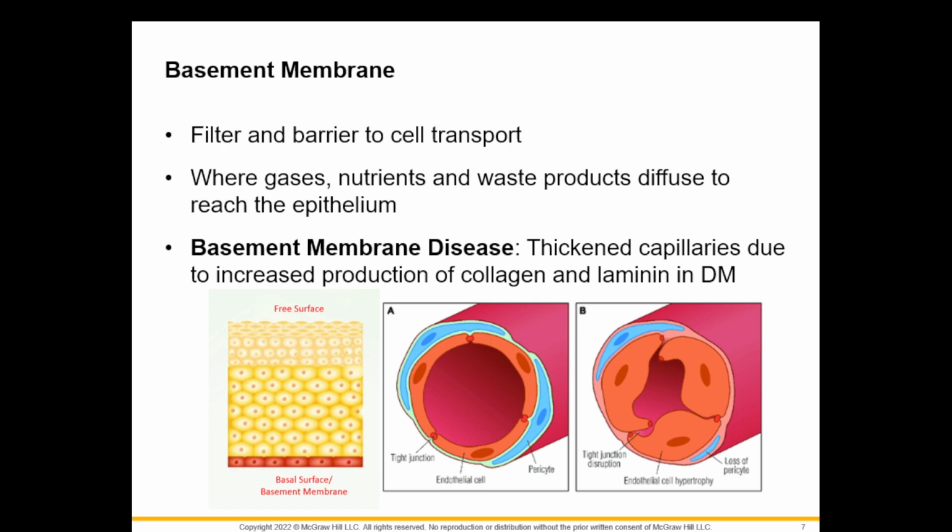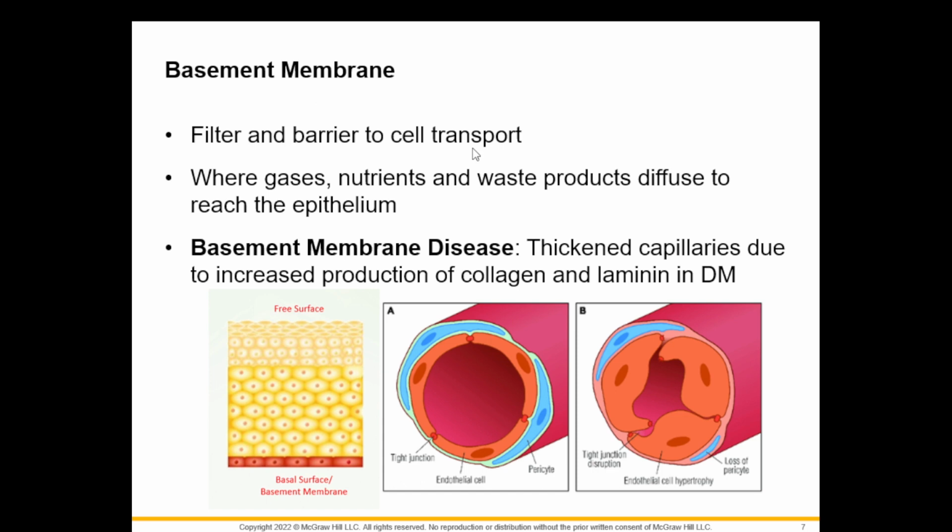Now, we mentioned that the basal surface of the epithelium is attached to the underlying substances. And as we can see here, we have the free surface and the basal surface. The basal surface is the bottommost layer of the epithelial tissue. And they are attached to what we call the basement membrane. Yan. So what is the role of your basement membrane? It functions as a filter and a barrier to cell transport.